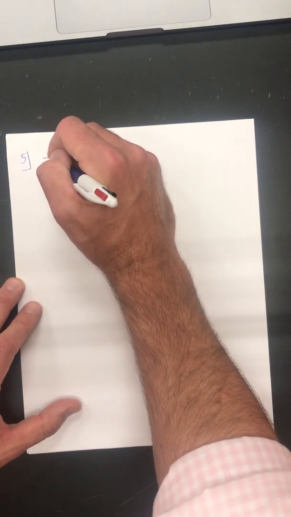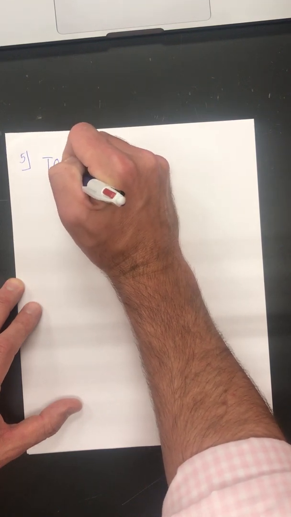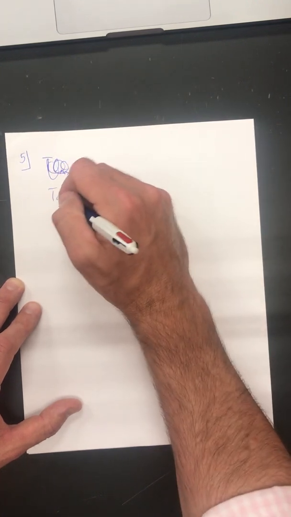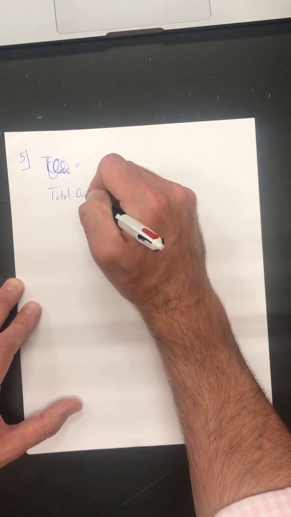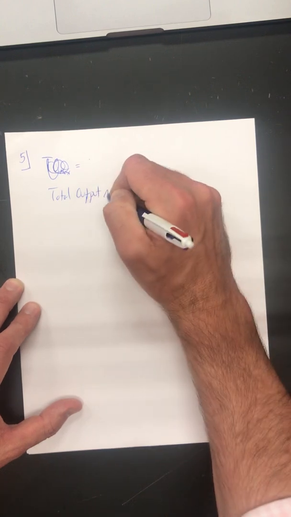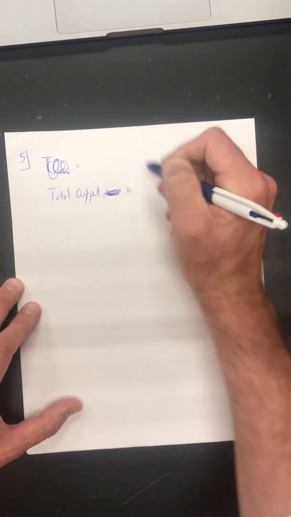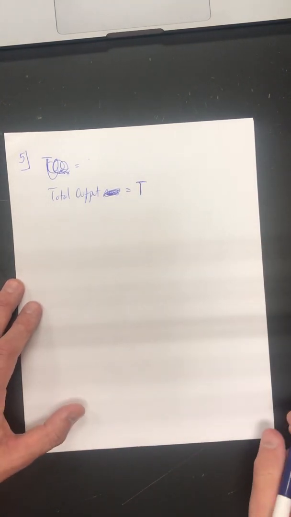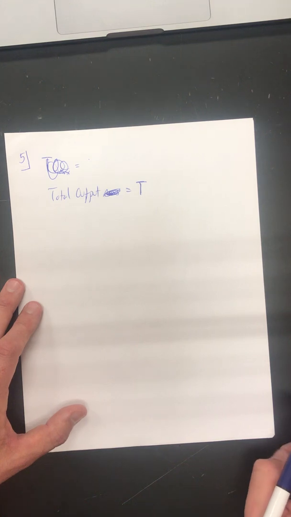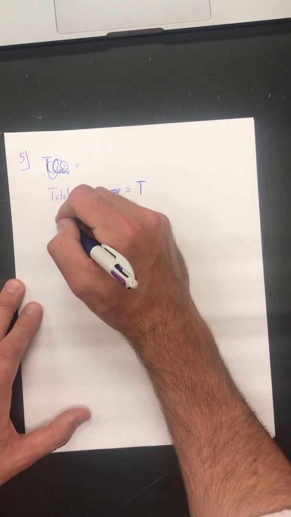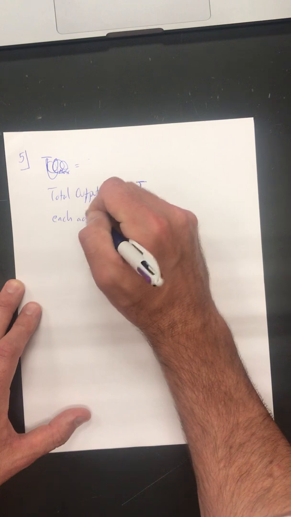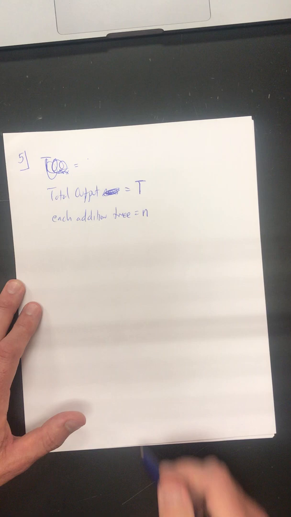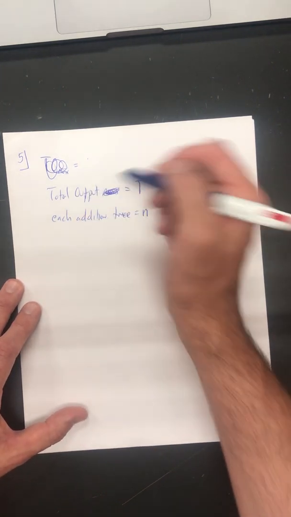Okay, so what I'm looking for here is total output max, right? So TO, that's really gross. Let's actually give it a variable. Total output max, or total output, we'll just call, I don't know, capital T, okay? So some let statements here. For each additional tree planted, let's say each additional tree is equal to n. So n is the number of additional trees, right?